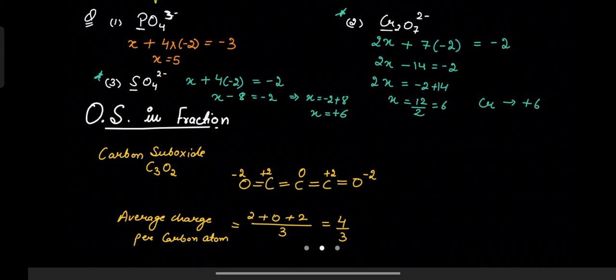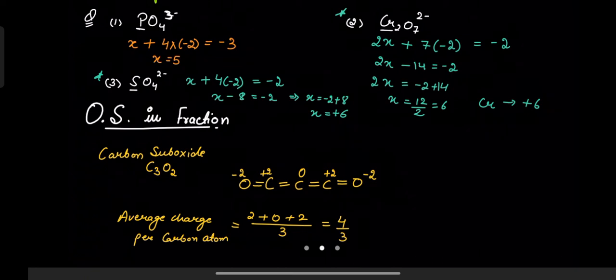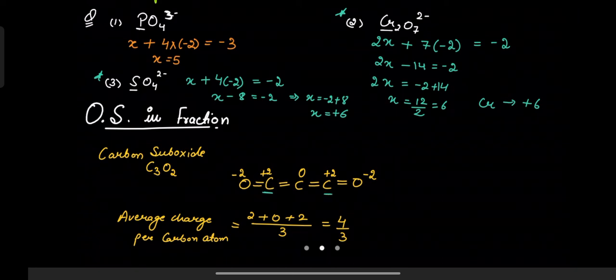Then how come the oxidation state is 4/3? See, if you talk about each carbon specifically, then the oxidation state of this carbon is +2, and of this one it's +2, if you look at them individually. While if I want to find the average charge per carbon, I divide the total charge on the carbons by the number of carbon atoms I have, and that gives me 4/3.